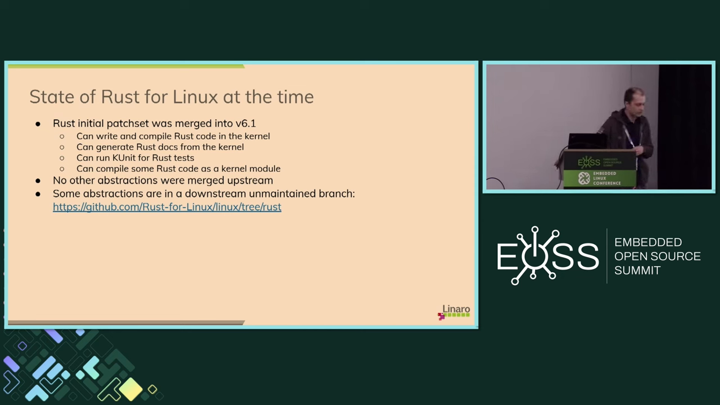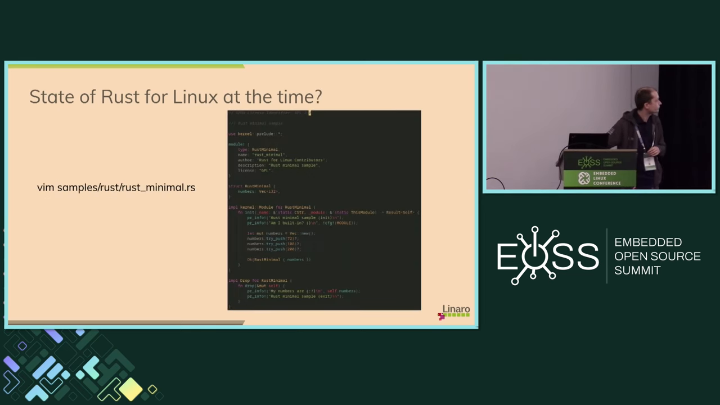So at the time, this was the state of Linux. The Rust initial patch set was merged in 6.1. So you could write Rust code, write docs, run kunit, and create some module. But that's about it. Nothing was doable. No abstraction for anything. There was a lot of work on various abstractions that was done, but nothing was merged. It was in some random people's trees or unmaintained branches. Today it's also basically the only thing that you can do in Rust in the kernel: create a module, and that's about it. There's one subsystem: if you want to write a driver for networking, it's possible, but that's about it.